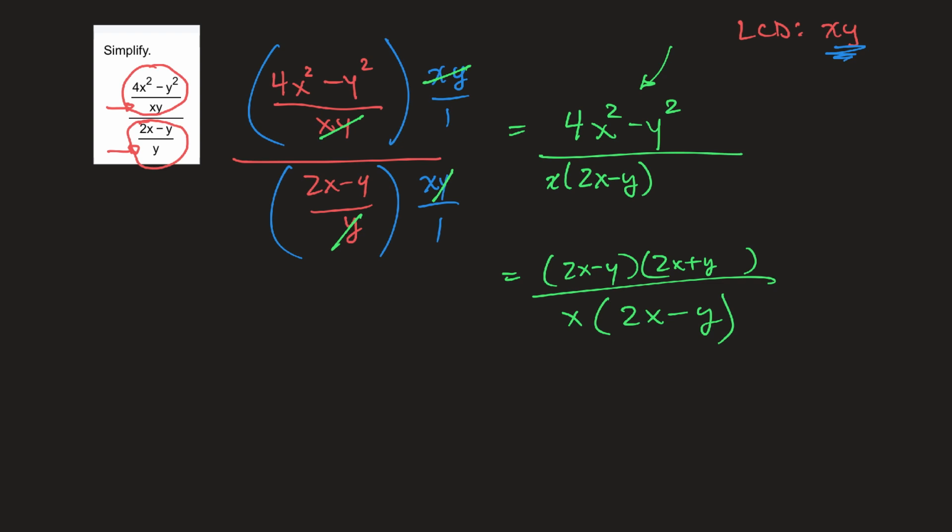Oh, I can cancel those out. So that cancels with that. So my answer will be 2x plus y over x. Done. Hopefully that helps you with those two questions.